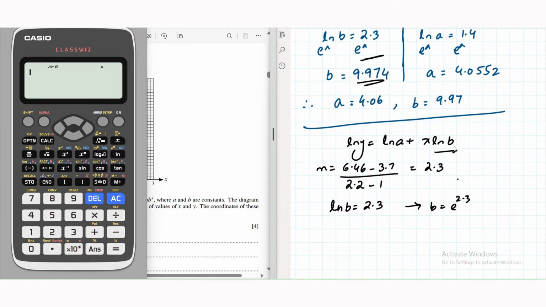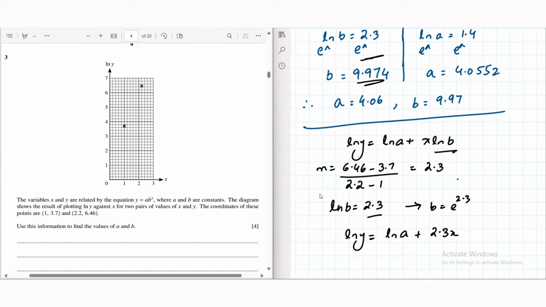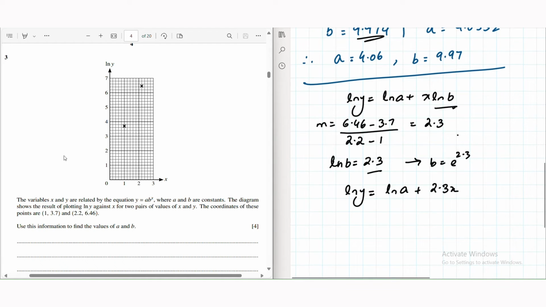Once we have found the ln b, which is 2.3, we will go back to ln y equals ln of a plus 2.3x. Now we can use any of these conditions, since there's only one unknown left, to find out a. So let's use the first one.